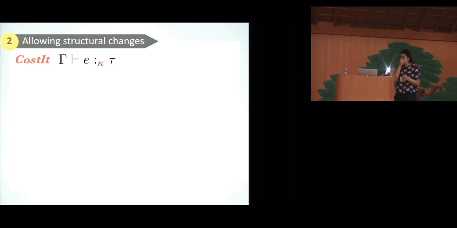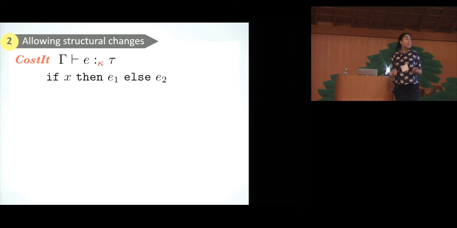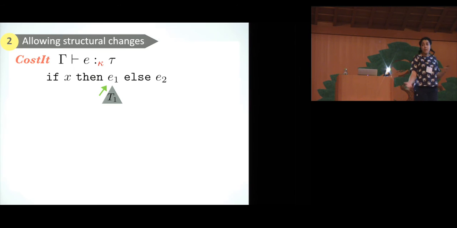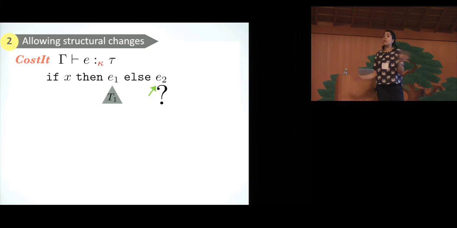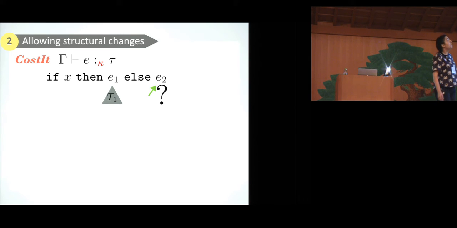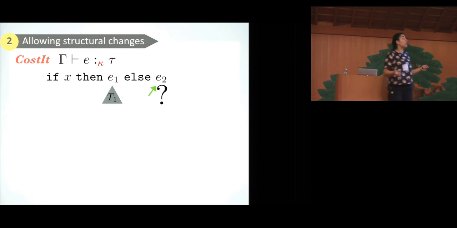So in CostIt, we establish an upper bound on the program by typing it with a typing judgment where this cost kappa establishes this upper bound. But it assumes that the structure of the trace doesn't change. That is, we always take the same execution path. But this means we cannot analyze a program like a conditional, where in the first run we take the then branch, so x is true, and we build a trace. And then in the incremental run, if x is updated from true to false, we are in trouble, because there is no trace to change propagate from. So CostIt cannot reason about this. But in DuCostIt, we can.